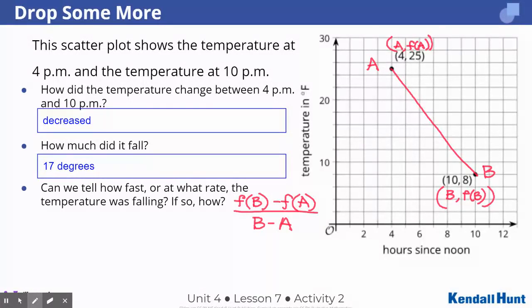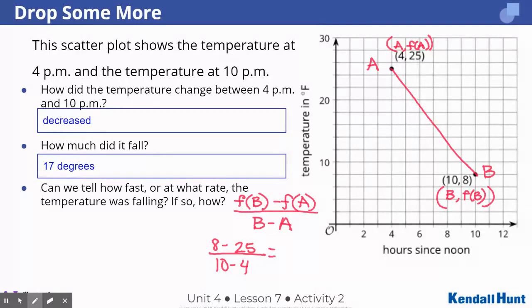So we would have 25 would be your f(A), and A is 4. And f(B) is 8. So we would plug that into the corresponding location, and then B is 10. So our equation would look like 8 minus 25 over 10 minus 4, and we would simplify from there.